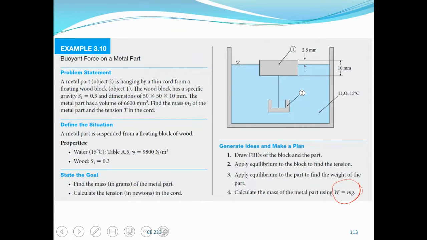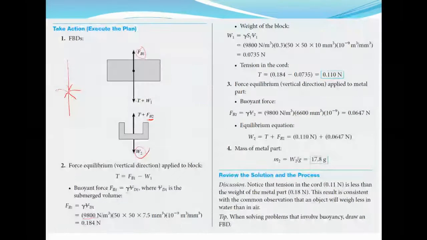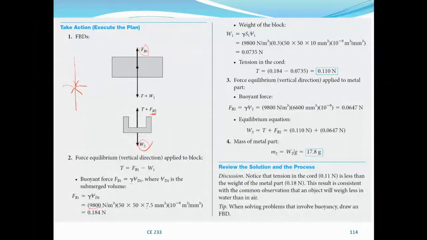The submerged volume is now, instead of 50 by 50 by 10, we will now use 50 by 50 by 7.5. Okay, so that's why here we have 7.5. It's 10 minus 2.5 because we are to use the submerged volume. Okay, that gives the buoyant force.